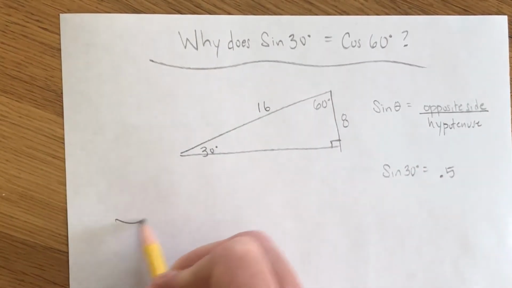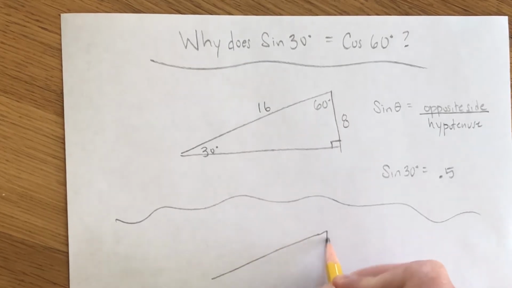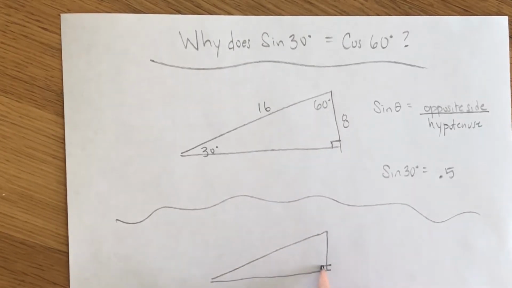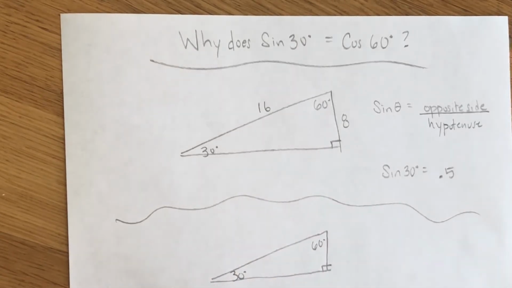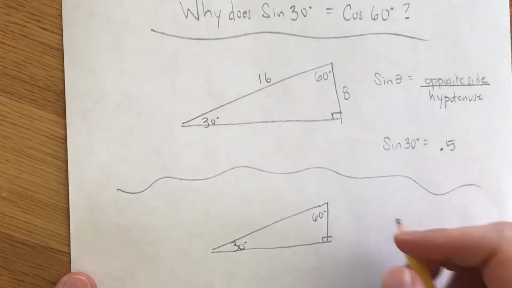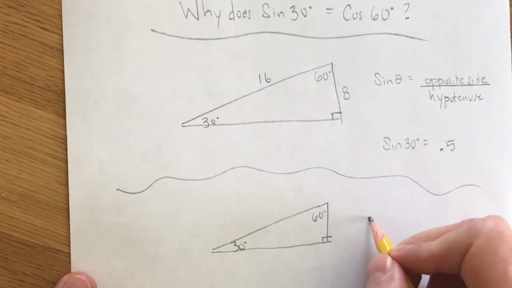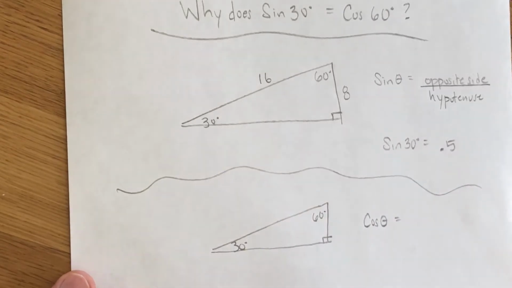Well, if we look at this from the perspective of a 60-degree angle, I'll recreate the same triangle. Now, when we're focusing on the 60-degree angle here, we'll use a different trig function, cosine. The cosine of any angle, again, is just a shortcut way of saying take the length of the adjacent side to the angle you're focusing on, and adjacent just means next to, divided by the hypotenuse.